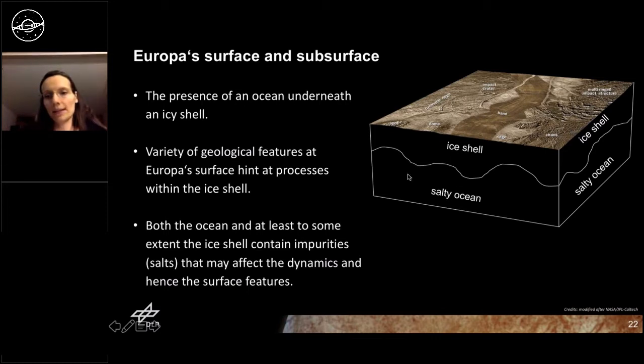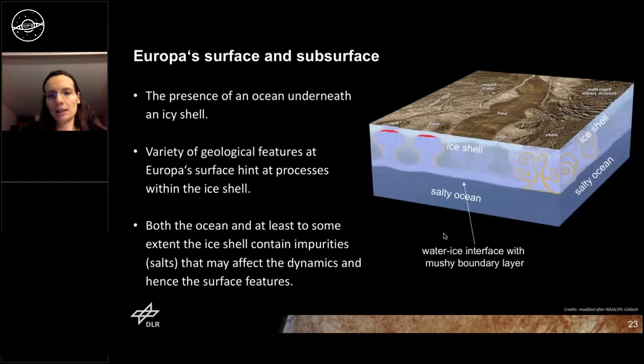Exact processes that take place within the ice shell and in the ocean are poorly constrained. It can be that we have, for example, here a water ice interface with a mushy boundary layer, like indicated here, where salts are being transported into the ocean. Now, if salts are present in the ice shell, large-scale dynamics in the ice shell could redistribute the salts, and we might also have, for example, here liquid reservoirs in the ice shell due to large-scale upwellings, as you can see here on the sketch.